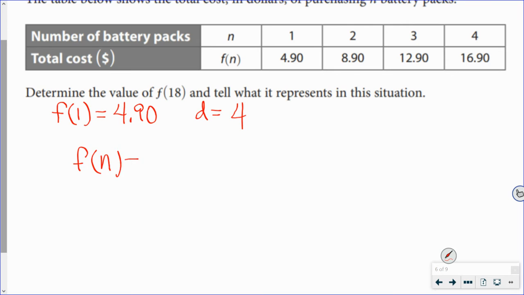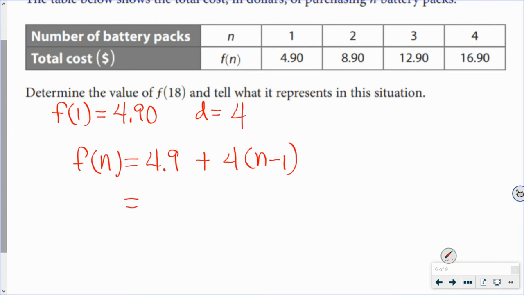N is equal to 4.9. I'm going to drop that zero off. I don't really have to have that. It's there because of the dollars and cents. Plus 4 times N minus 1. Okay. Remember, the explicit formula is just the first term plus the common difference times N minus 1.